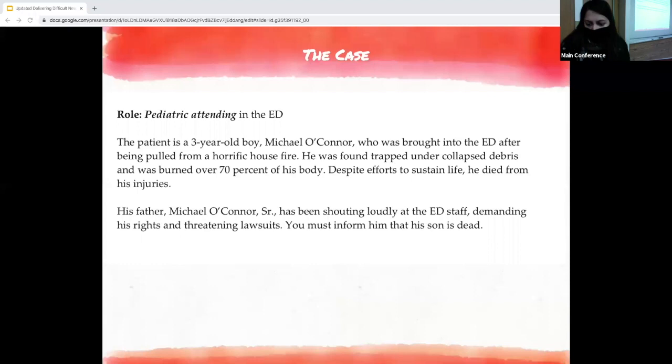How did some of the people watching feel watching Shane try to break to Michelle O'Connor that her son had died and she wasn't having it, basically? I think different people have different things to say on that experience.